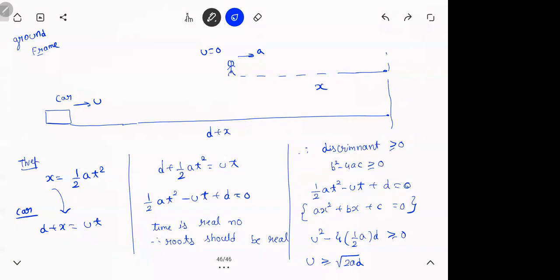Hope everyone knows about the discriminant part. If the discriminant is less than 0, roots will become imaginary. So here the thief will not be caught. That is a real event, so the time should be real.